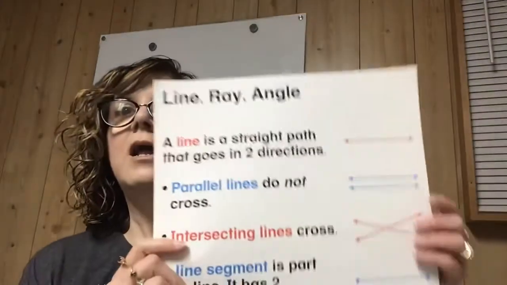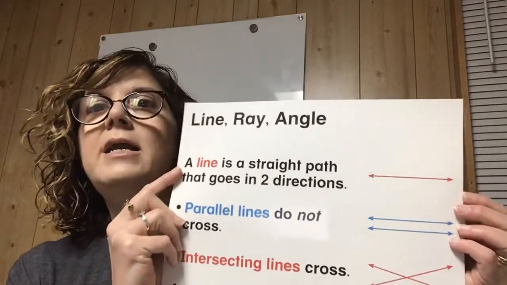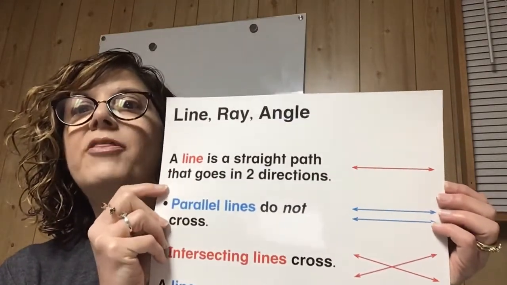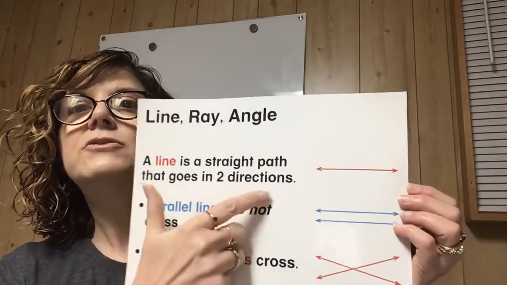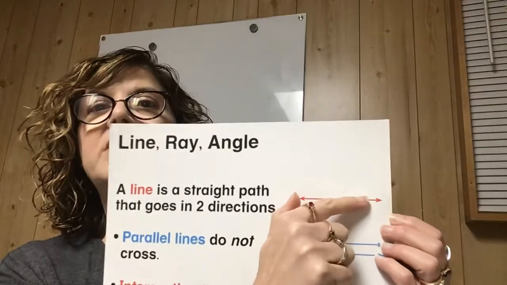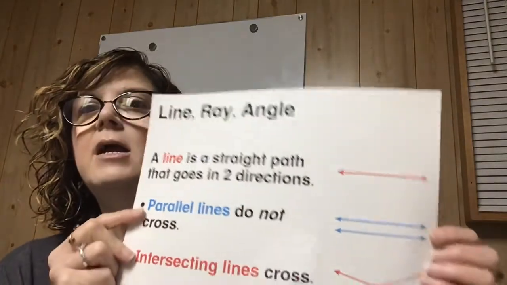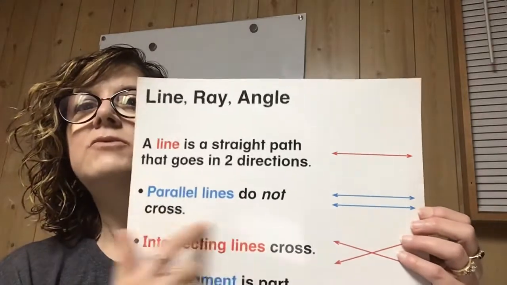Okay, so lines, rays, and angles. First of all, we said a line is a straight path that goes in two directions. Okay, so they have two arrows pointing either way, so that means it goes that way forever and it goes that way forever. Okay, parallel lines do not cross.